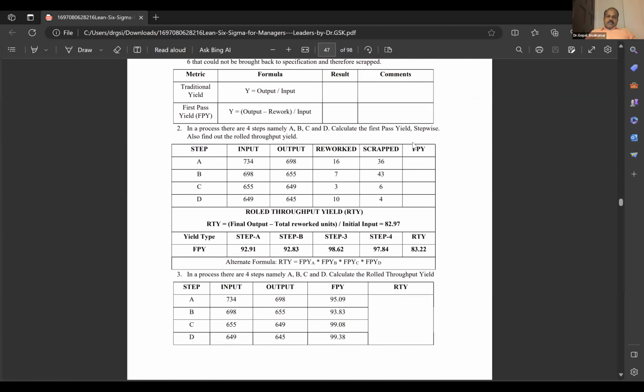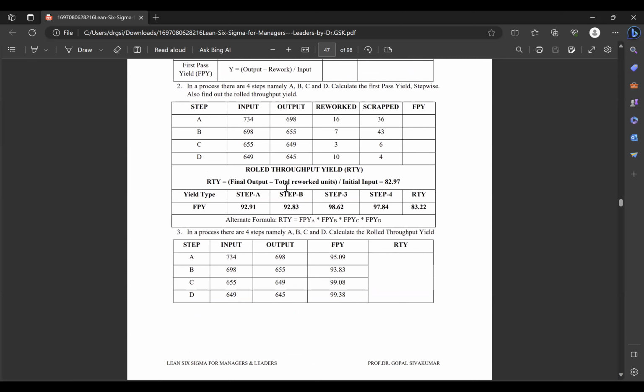No, that is written for illustration purposes. You can calculate that way also. See, when you have a sequence of processes, the final output is how much for you? 645. Okay. And initial input? 734. And while producing this 645, how many units did you rework actually? Total 36. So all these 36 you need to subtract from 645.